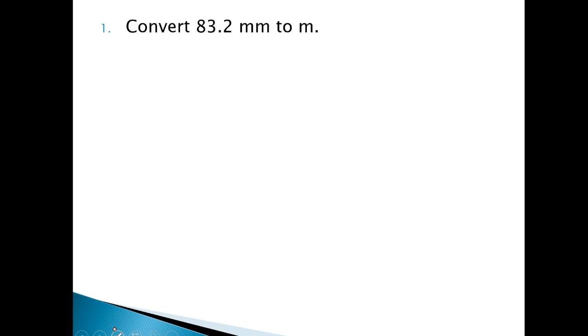Okay, so 83.2 millimeters to meters. Now you might be able to move the decimal on here, and I get that. That's fine. But it's really important to understand this process because you won't always be able to do that when we start talking about moles and something called stoichiometry. So start by writing down the number, 83.2 millimeters. And what you're going to do is take the unit you start with and put it on the opposite side of the fraction to cancel out.